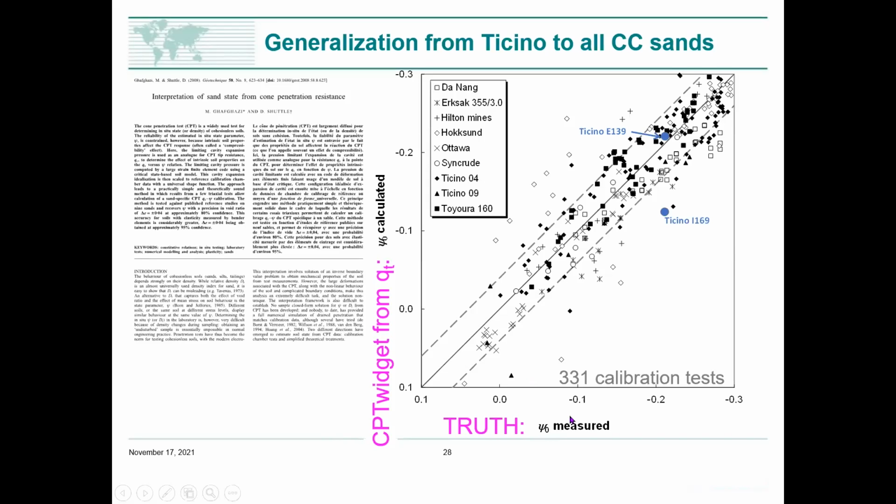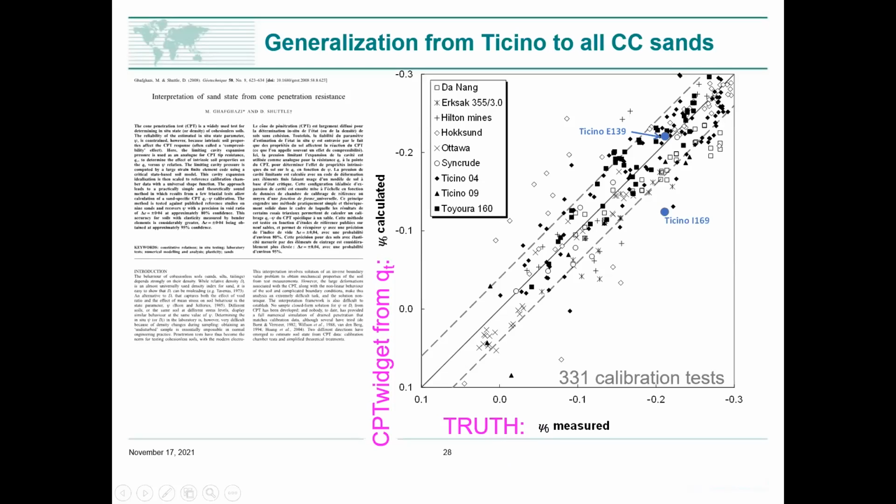what he did, he took this whole methodology, thought, well, I can apply it to the worldwide database. So this is one of Mason's figures. He dug up 331 calibration chamber tests on these different sands. Now, each one of these different sands has got a different CSL and different properties, so he calibrated for each of those materials. Now, what we're plotting here is truth, the bottom.